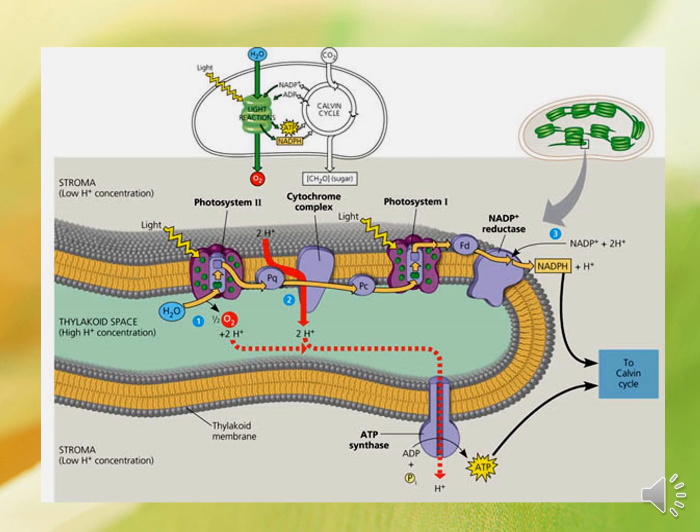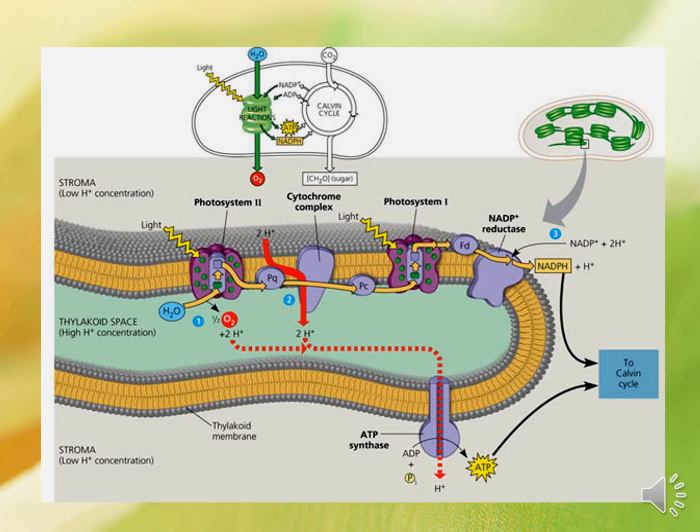Okay, step number 2. In order to create a different concentration of hydrogen ions, when the electron is passed from plastoquinone (PQ) through the cytochrome complex, it will pump hydrogen ions from the stroma into the thylakoid space. So processes number 1 and number 2 increase the concentration of hydrogen ions in the thylakoid space. And number 3, when NADP plus is reduced, it will accept the hydrogen and produce NADPH.